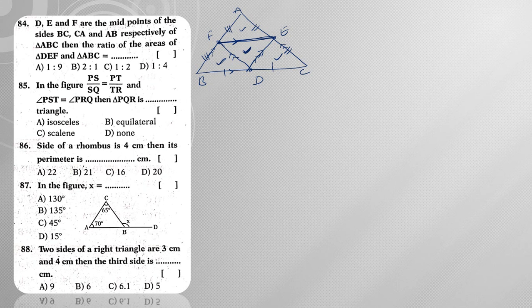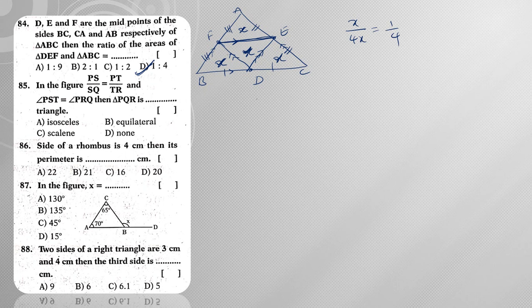Suppose each area is considered as x. Then DEF is nothing but the smallest triangle, containing x, and ABC is the area containing these four triangles, which is nothing but 4x. Hence the answer is 1 by 4.